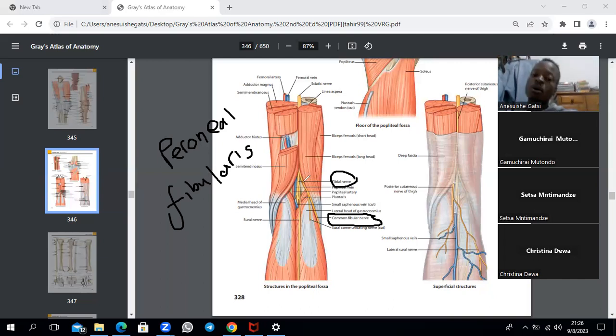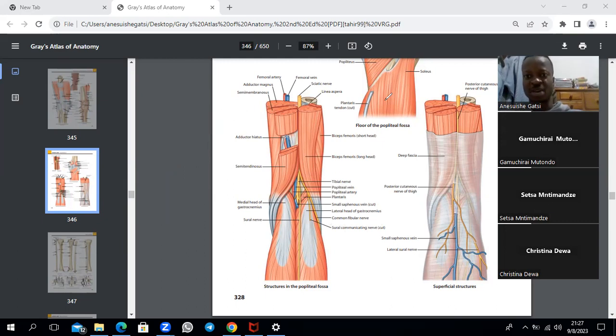Right. So common peroneal nerve, what it does, it goes to the lateral compartment of the leg into a specific muscle that I'll show you when I do the leg. That is called peroneus longus. So once it enters the peroneus longus, the common peroneal nerve will then divide into two. It divides into a deep peroneal nerve and a superficial peroneal nerve.